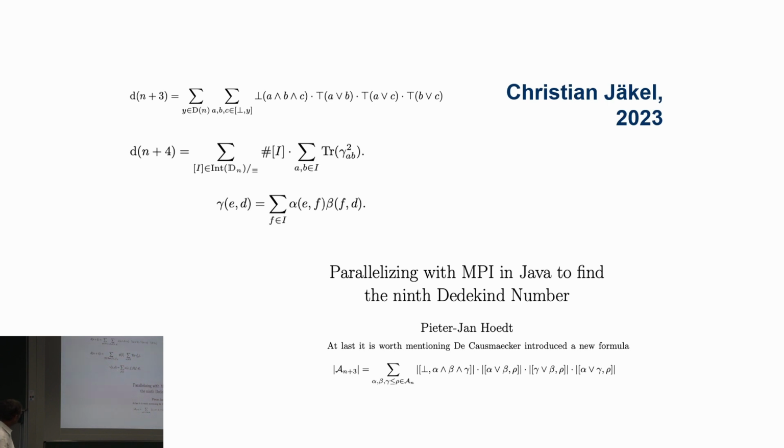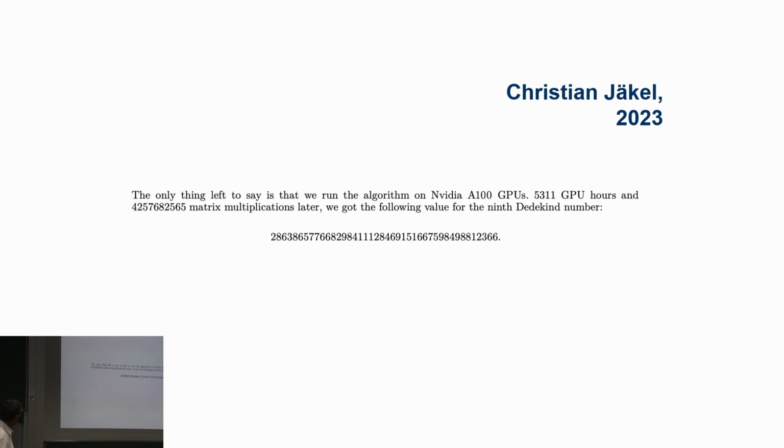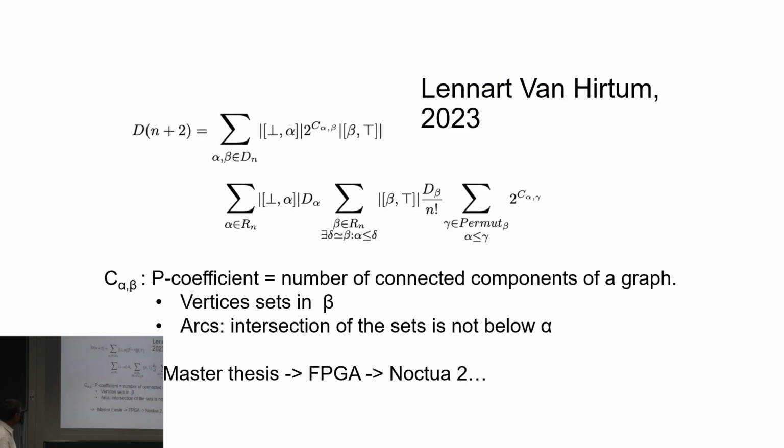And this is what we lived through in the beginning of April. And he says, Jekyll, at the end of his paper, the only thing left to say is that we run the algorithm on NVIDIA and so on. So many matrix multiplications. This is the number. And this was exactly the number that Leonard had come up with another method.